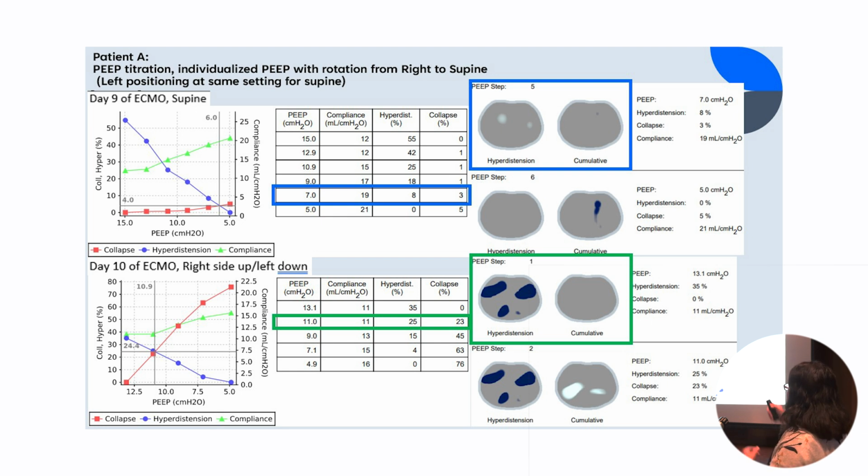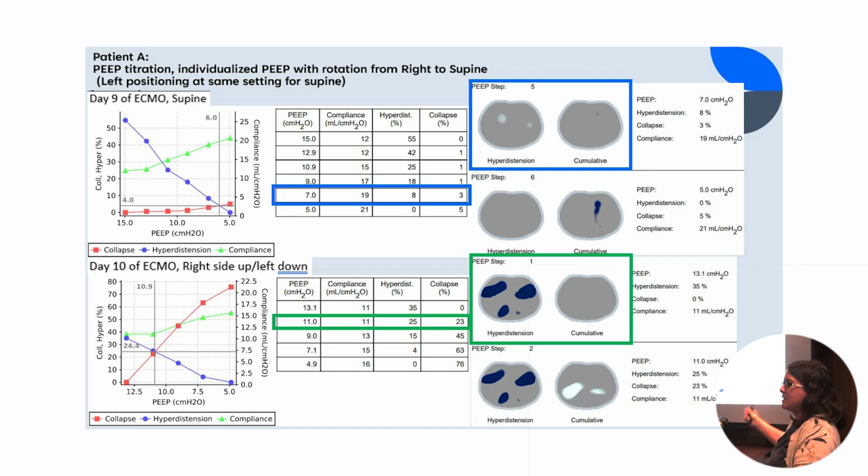Moving forward with this patient, again, we did day 9 as well. We went into the supine position, and you can see if we would have gone with that higher PEEP of 12. So I'm just going to jump back here. On day 9, with the right side up, PEEP is at 12, but at PEEP of 8, we start to get a huge amount of collapse. Oh, sorry, went back too far. But when we're supine, that looks great. But if we would have left it at 12 in the supine position, look how hyperdistended we are.